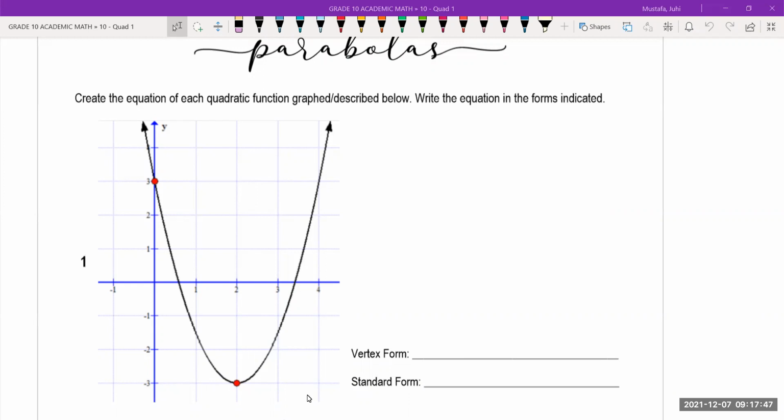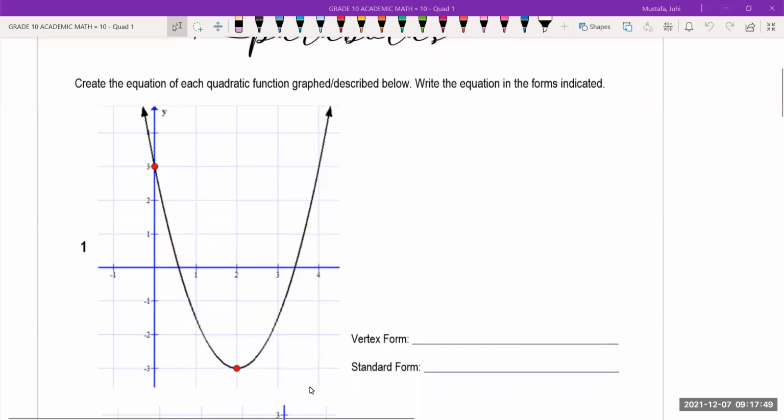Okay, so I can very clearly read off 2 points, and I actually made sure to make those really, really obvious. So one of the points, which is the vertex, is at (2, -3). And the other point, which is over here, is the y-intercept, and that's going to be at (0, 3). So to do questions like this, you always need the vertex and you need one of the other points.